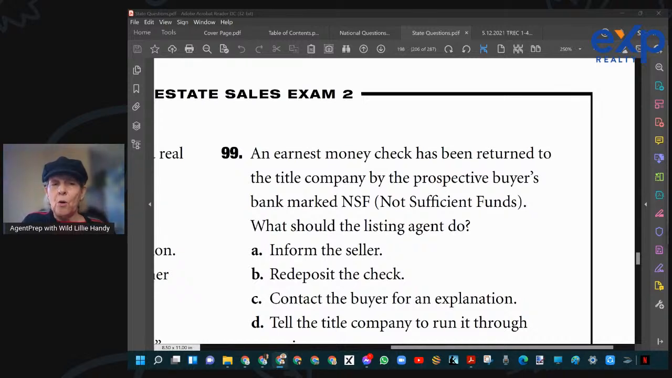We inform the seller. The title company already knows because they're the ones that deposited the money to the bank, or the escrow officer, which could be an attorney, wherever the transaction is being closed. Attorneys can close transactions. However, they will have to order the title report, the title commitment, to have a title policy through a title company.